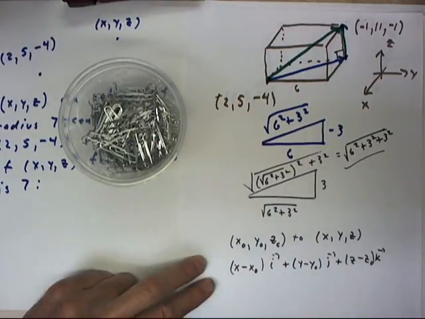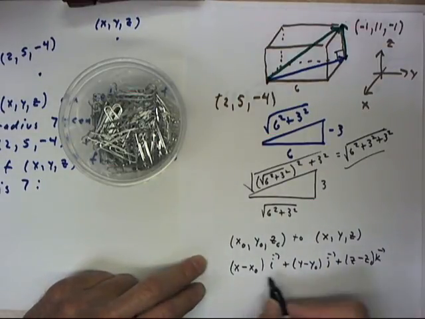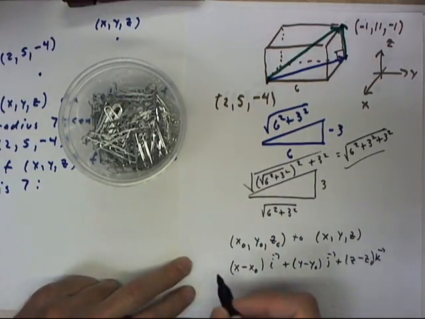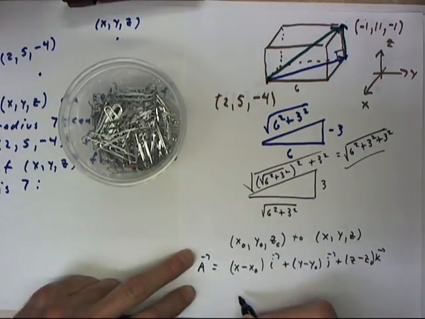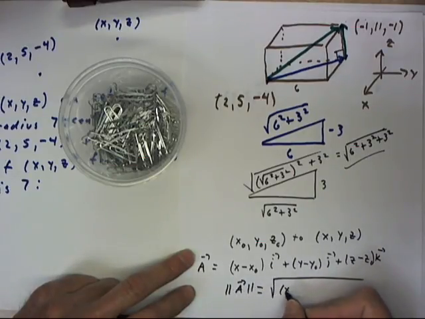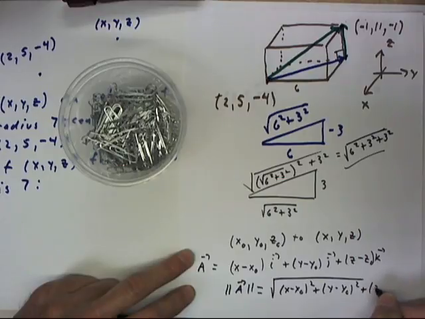And the distance, the magnitude of this vector, if we call this vector, let's say a, then the magnitude of a, which is the length of that vector, is going to be the square root of x minus x naught squared plus y minus y naught squared plus z minus z naught squared.